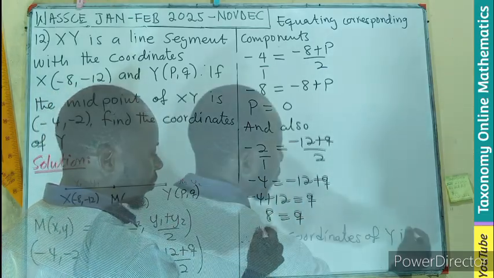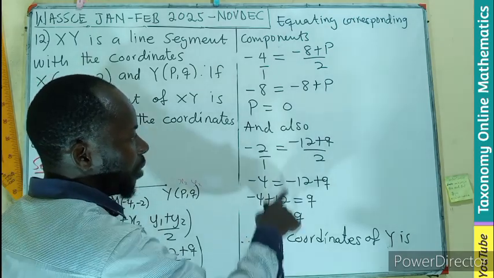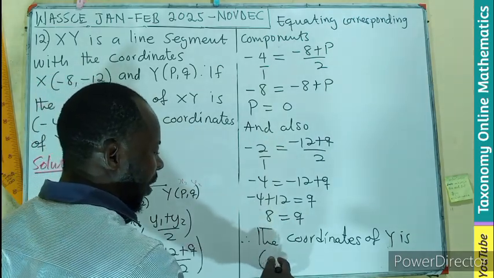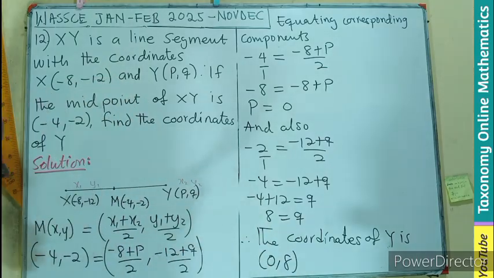So therefore, the coordinate of Y is going to be the P first, that is 0, then the Q, that is what? 8. So if we place them here, if you put 0 here, -8 over 2, that's -4. If you put your 8 here, that will give you -4 divided by 2, -2.